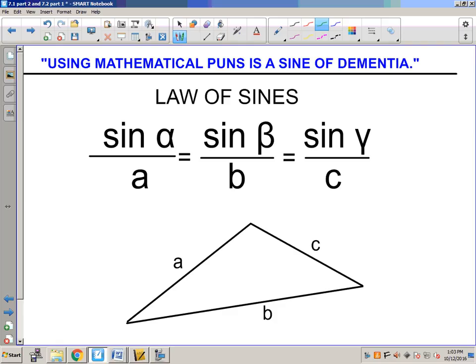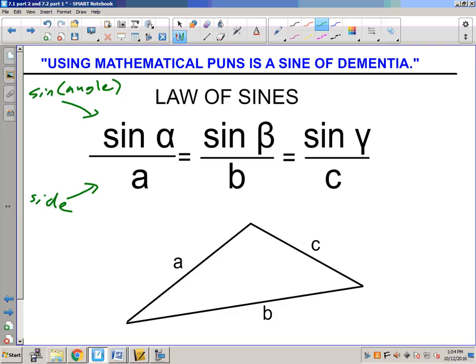Note that on the top, we're always going to have a sine of an angle, and on the bottom, we're going to have a side. When you first start doing these, double check and make sure that you're putting the correct thing in the correct place. Angles go on the top, sides go on the bottom.